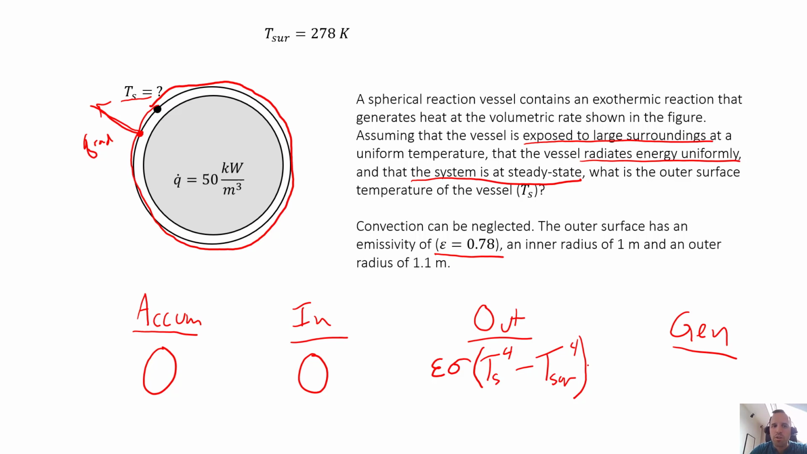So what area would we use? We would need to use the outer surface area. Remember, it's radiating out from this outer area, so we would need to use the outer radius to specify that outer area. So we're going to say AO, which stands for outer area, and AO, just to be very thorough, is going to be equal to 4 pi times the outer radius squared. So that is what we'll substitute in for AO eventually.